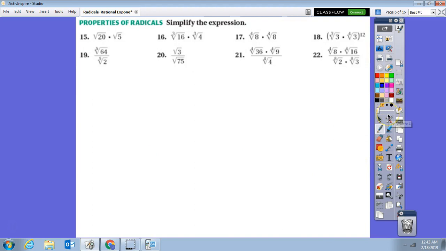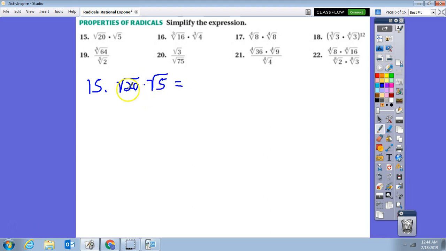Alright, so on this page, we got a little bit of simplifying with radicals. Got some multiplying and dividing first. So let's take a look at number 15. Square root of 20 times the square root of 5.